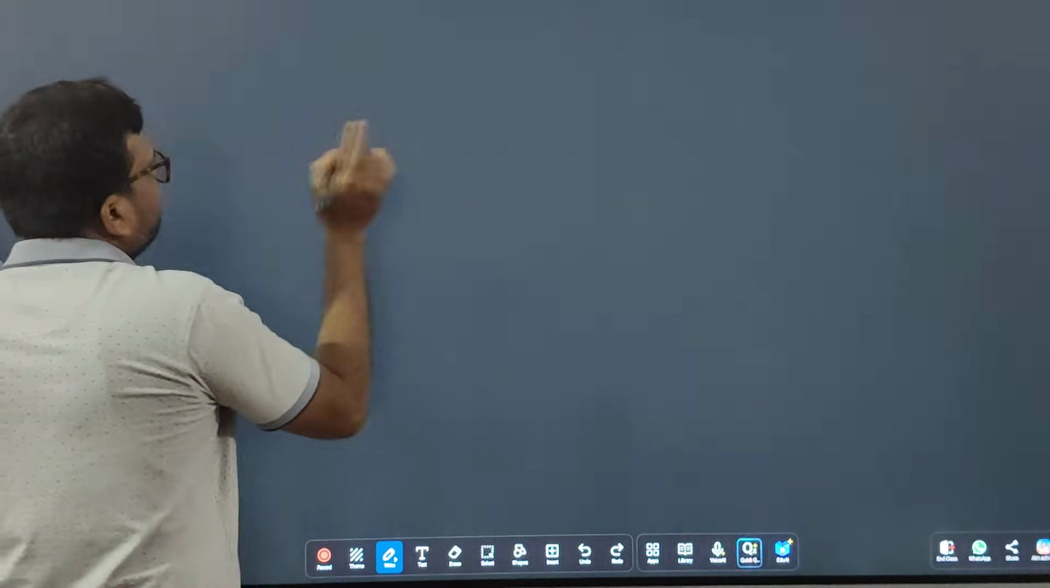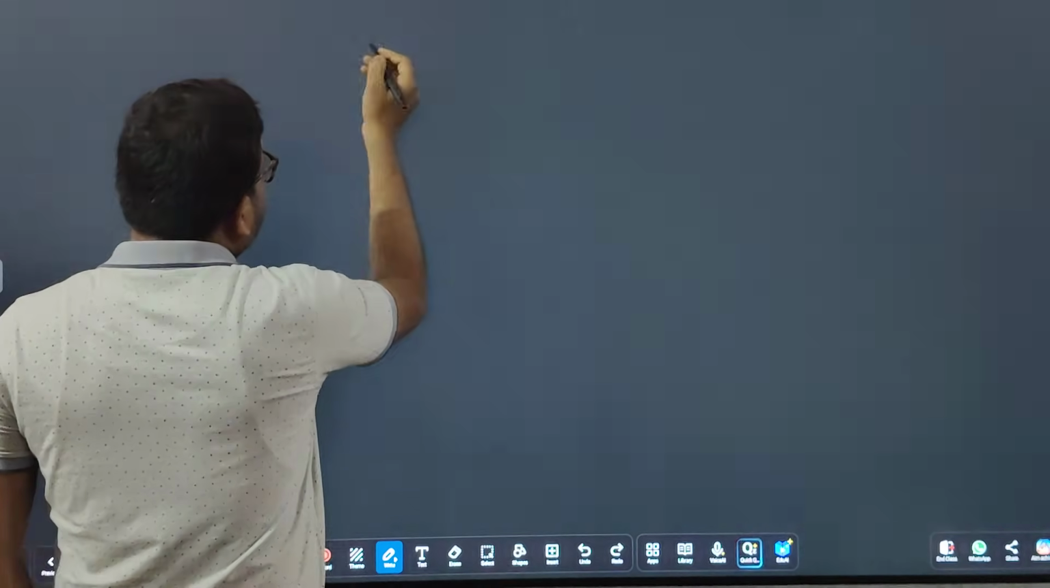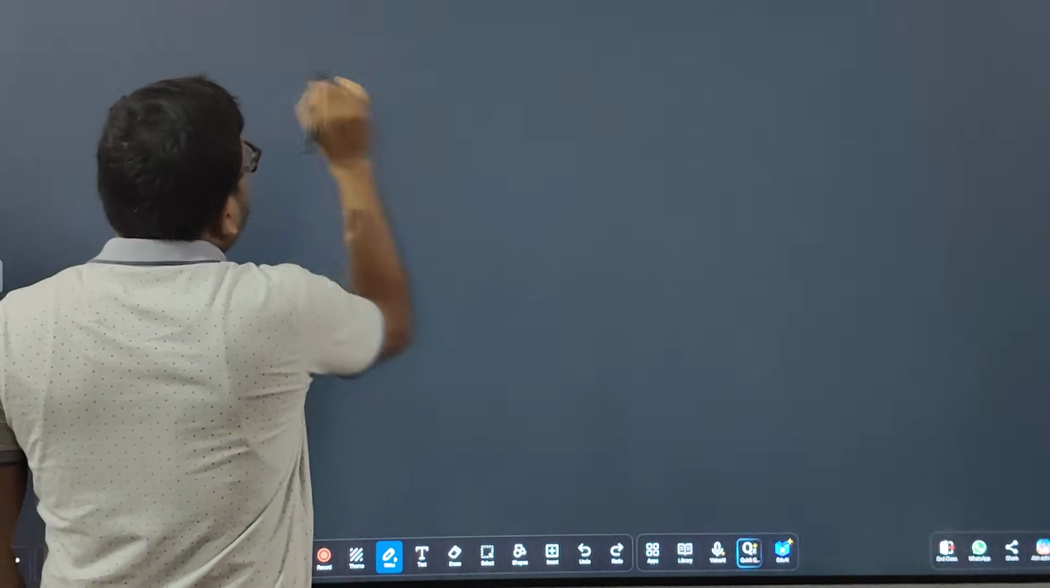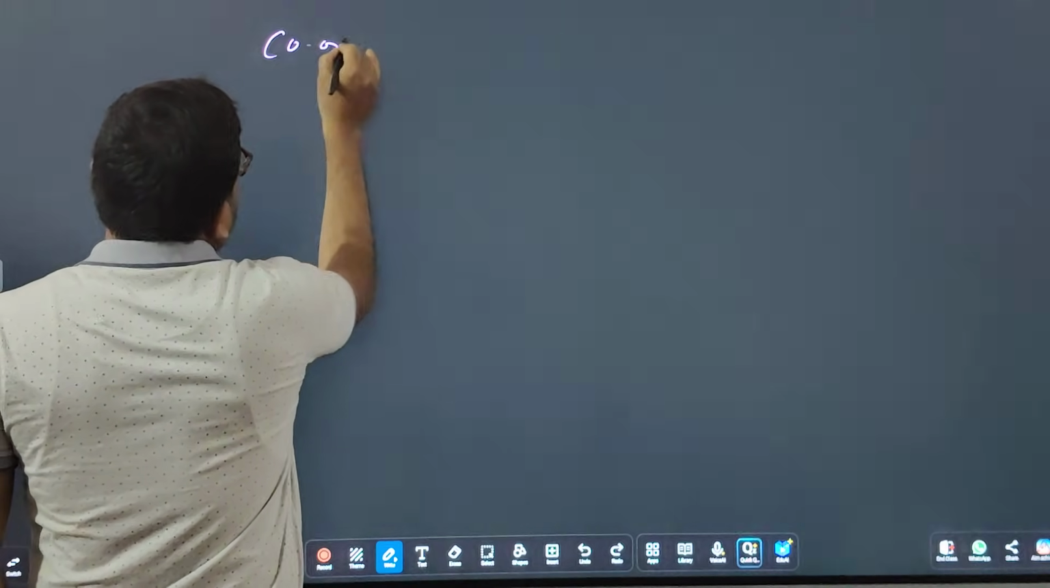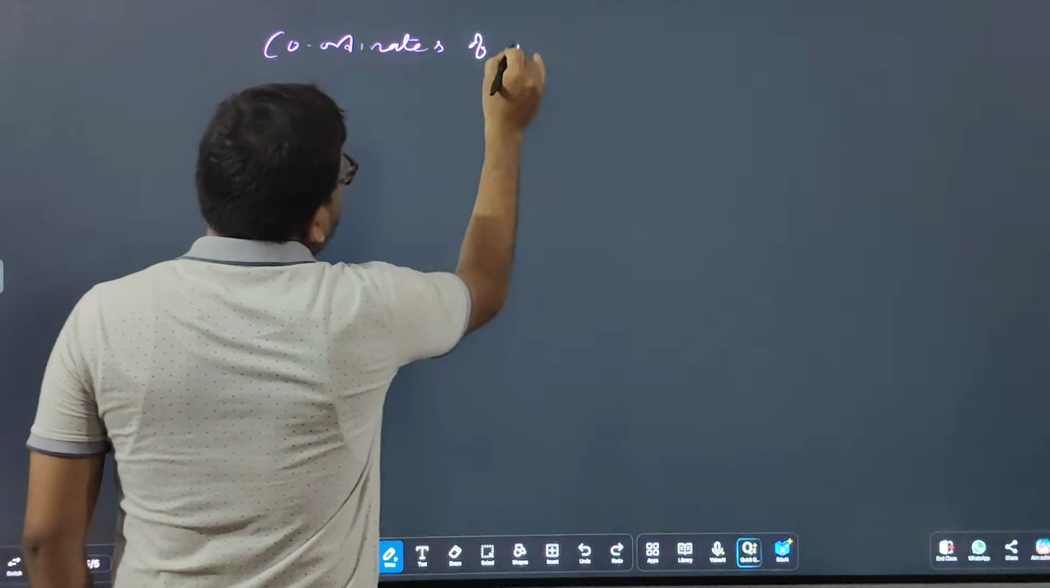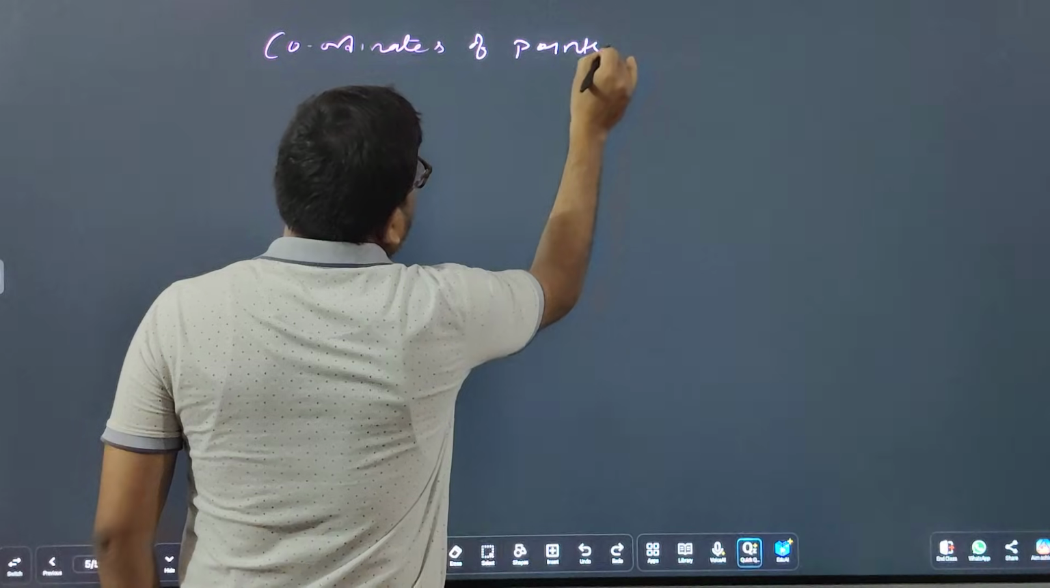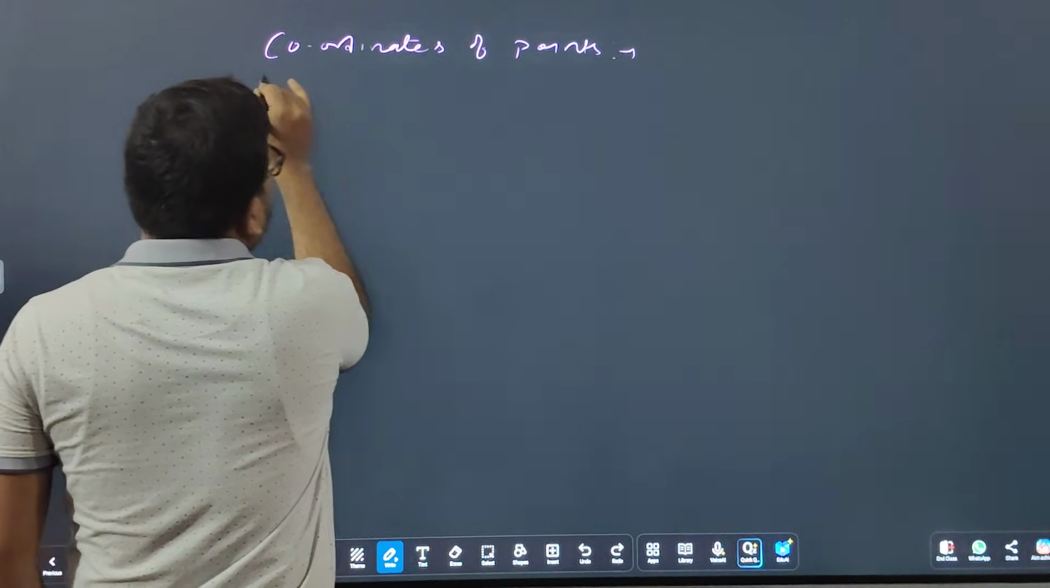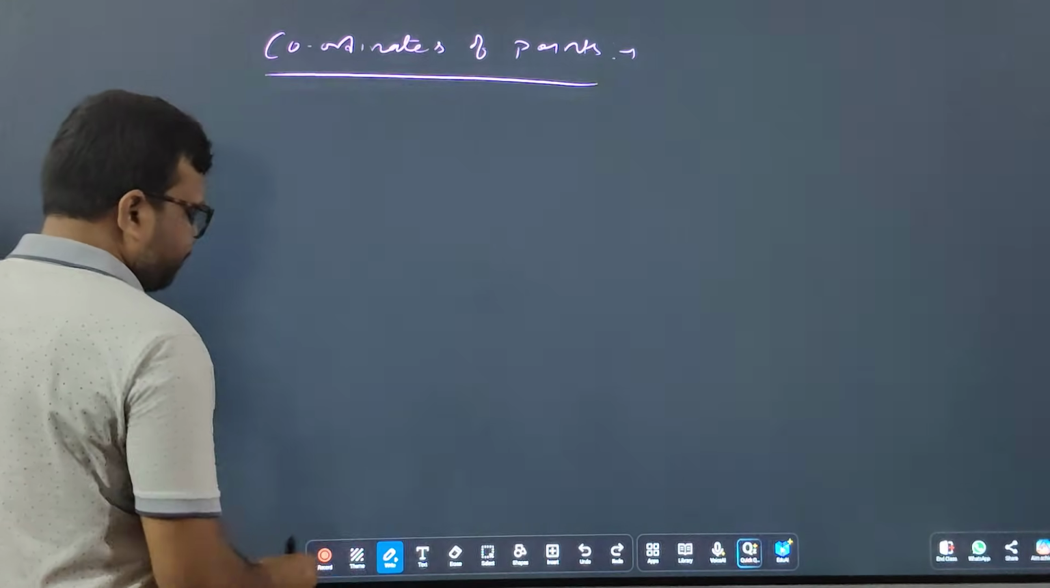Now see the next important term, coordinates. What are the coordinates of a point?